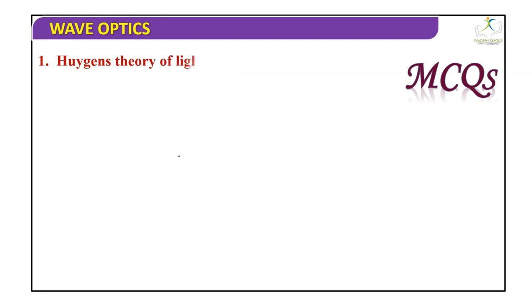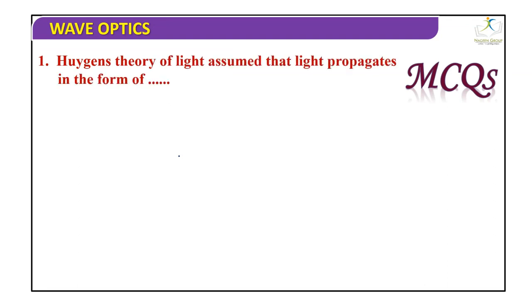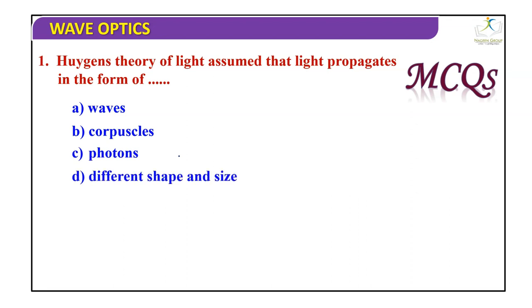Now let's move on to some MCQ questions. Huygens' theory of light assumed that light propagates in the form of waves, corpuscles, photons, or particles of different shape and size. The correct answer is that according to Huygens' theory, light propagates in the form of waves.